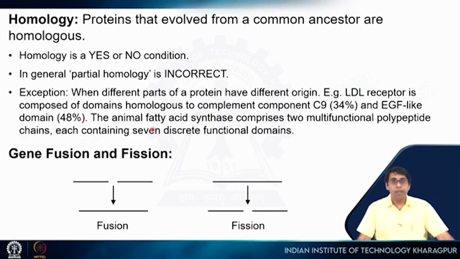The animal fatty acid synthase comprises two multifunctional polypeptide chains, each containing 7 discrete functional domains, and each of these domains might have come from different proteins. So these are all examples of gene duplication as well as fusion, right? Multiple genes come together to form a single gene. However, they will fold as independent domains. Similarly, gene fission can also happen: if there is a protein with two different domains and the gene breaks here, then you will have two different proteins where each domain is now a separate protein.